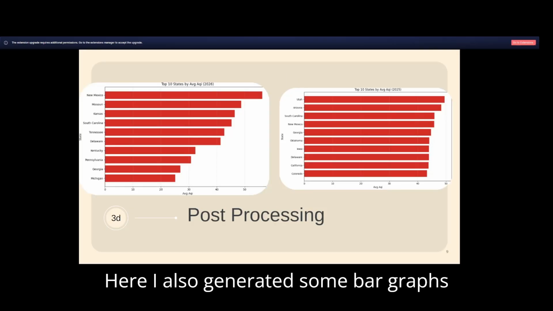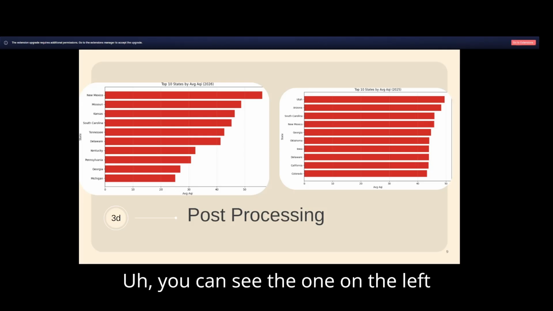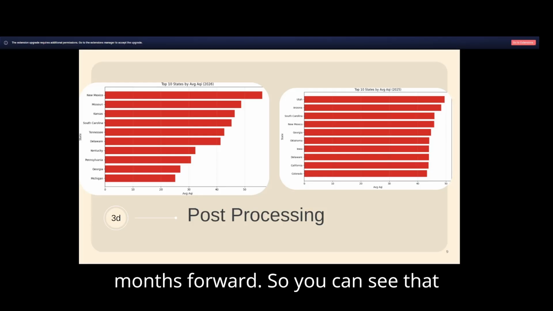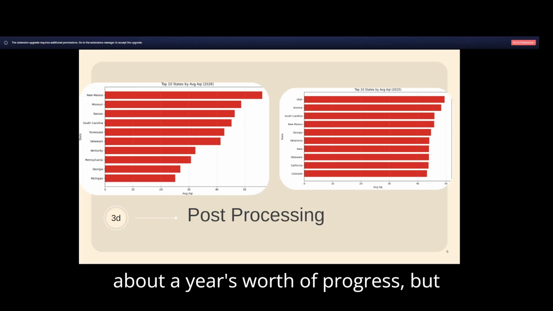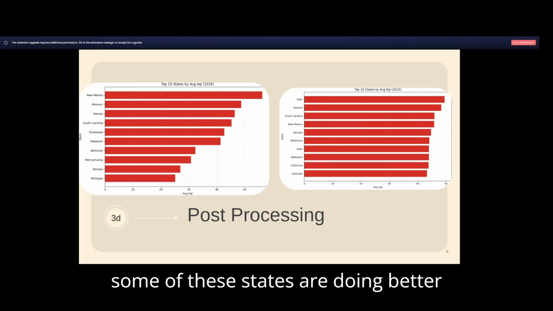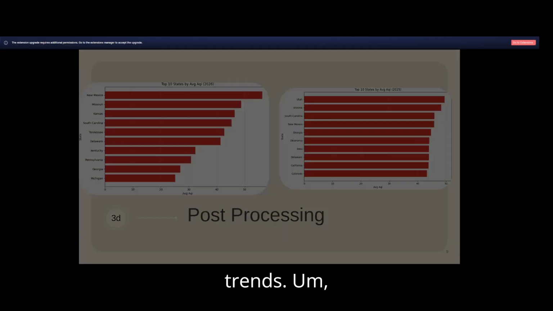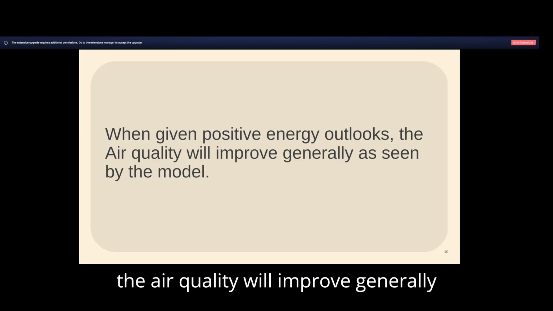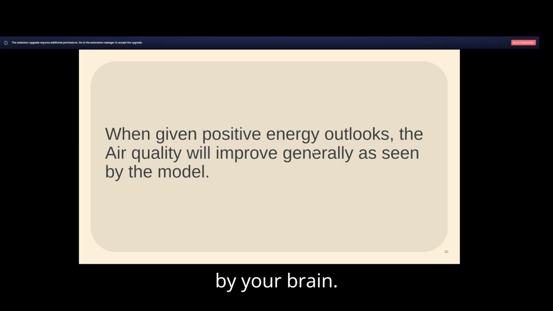Here I also generated some bar graphs, which show the top 10 states. You can see the one on the left is 2026, that I predicted 12 months forward. So you can see that there's definitely some changes, but some things are still similar, right? This is about a year's worth of progress, but some of these states are doing better than others based off of their previous trends. And when given positive energy outlooks, the air quality will improve generally, and that's seen by the model and by your brain.